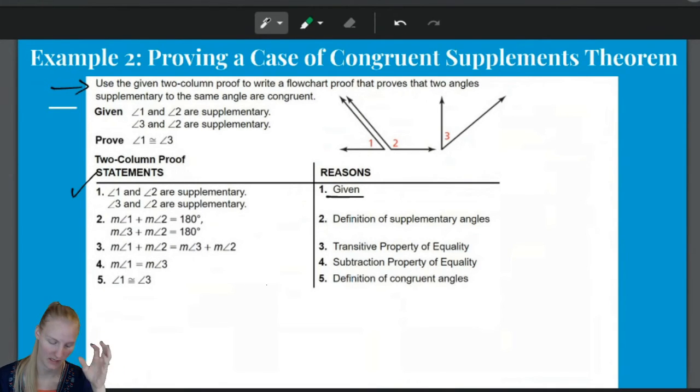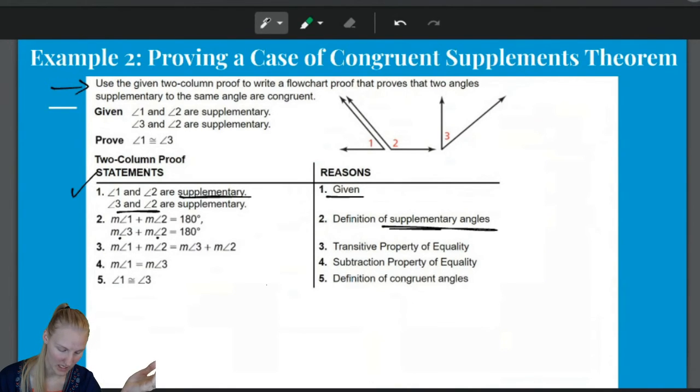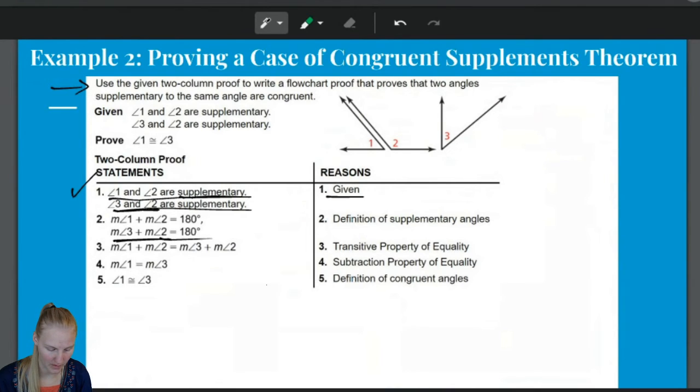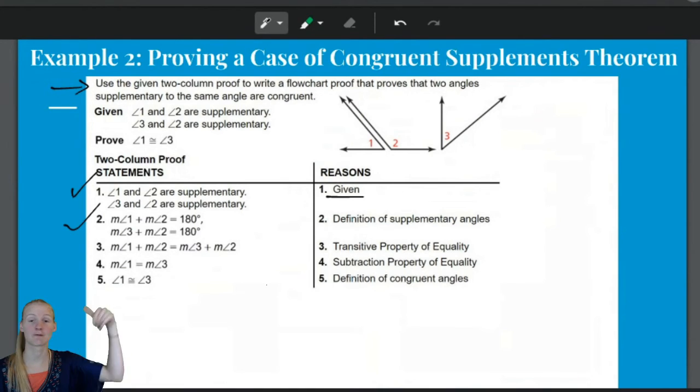That's what we're assuming. That's what we're given. The measure of angle 1 plus the measure of angle 2 is equal to 180. Oh, that's what it means to be supplementary. Measure of angle 3 and the measure of angle 2 is equal to 180. If you tell me angle 1 and angle 2 are supplementary, you're telling me measure of angle 1 plus measure of angle 2 equals 180, because that's what it means to be supplementary angles. And it's the same thing with angle 3 and angle 2. Okay, cool. So I understand step number 2. That makes sense, and it follows very nicely from the first statement to the second statement.